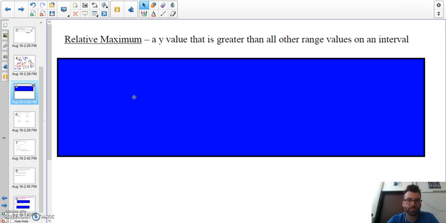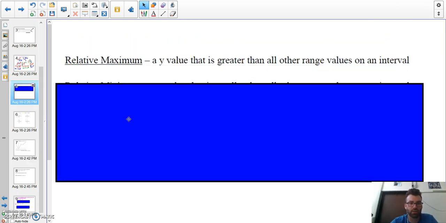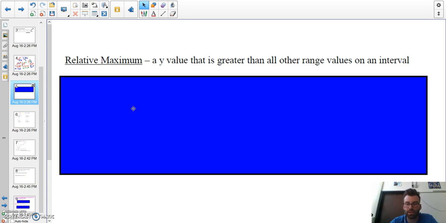And we are back. I had a little freezing action going on there, but that's all right. So let's talk about relative maximums. A relative maximum is a y value that's greater than all other values on an interval. We're looking at y values that are the greatest point, that maximum, compared to everything that's around it. It may not be the actual maximum of our entire function, but relative to the points surrounding that point, it is an actual maximum.